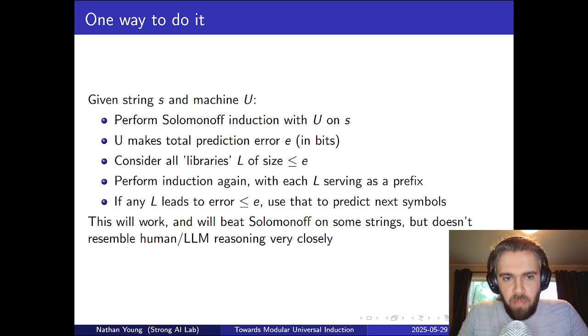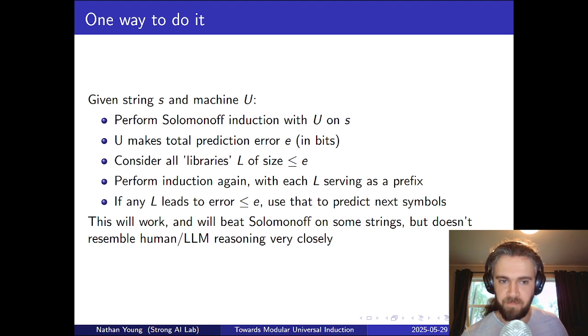So we perform Solomonoff induction as before with machine U on string S. U will inevitably make some amount of total prediction error, which we can take the log to base 2 of to measure prediction error in bits. We can then consider all libraries, I've called them L, with a description size of less than or equal to the total prediction error that U makes on S, E.